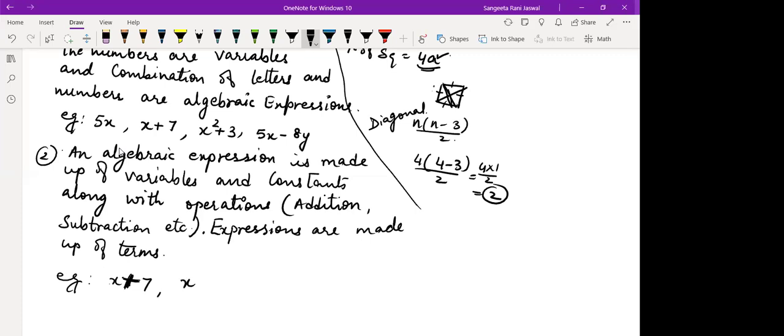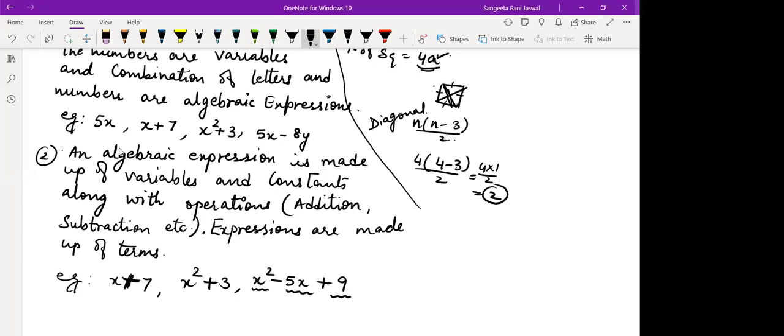Similarly, here I have x square plus 3. X square is one term, 3 is another term. There is a plus sign in between the two terms. So the two terms are being added here. Similarly, I can take another example with three terms, x square minus 5x plus 9. Yes, so now in this example, I have these three terms. So terms are always separated by addition and subtraction.